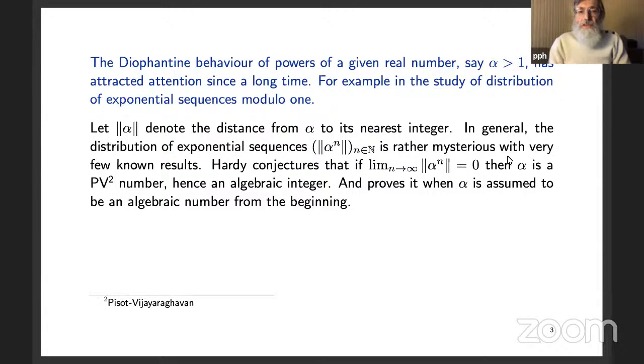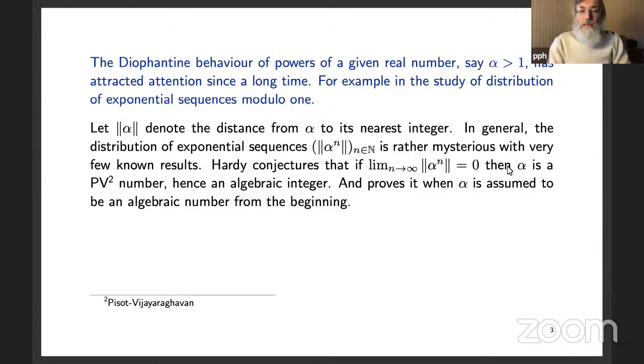There is a conjecture by Hardy, which seems to be very difficult, which asserts that if the limit of the distance of alpha to the n tends to 0 when n tends to infinity, then alpha is a PV number, a Pisot-Vijayaraghavan number. And in particular, it is an algebraic integer. Hardy proves the conjecture when we restrict to the domain of algebraic numbers. That is, if you assume from the beginning alpha to be algebraic, then if the distance to the nearest integer of alpha to the n tends to 0, then alpha is an algebraic integer and in fact a PV number.